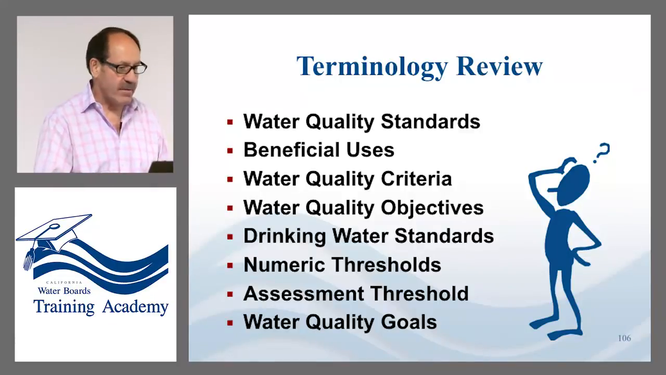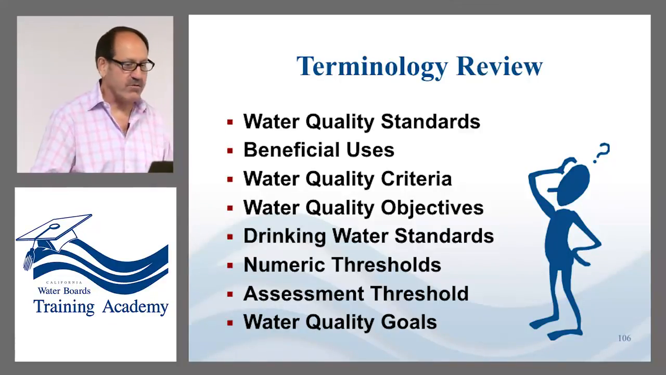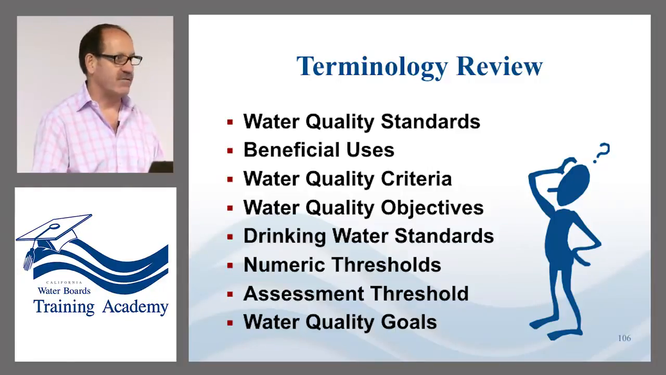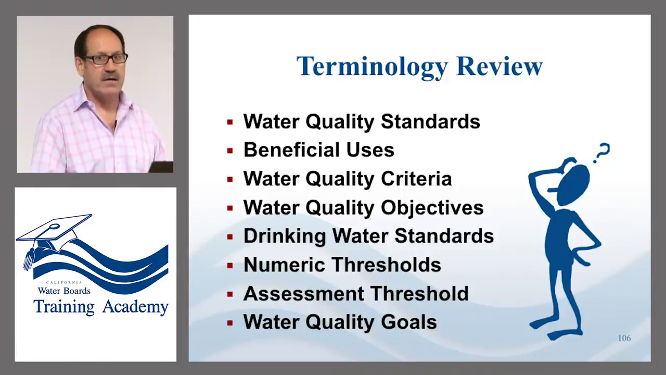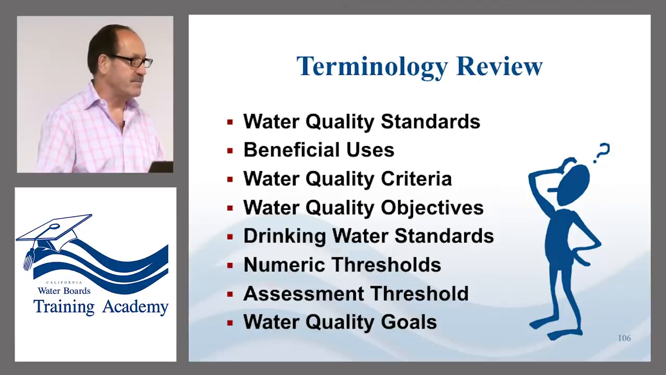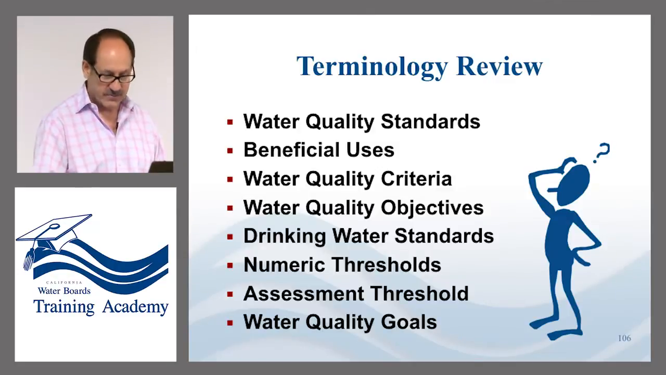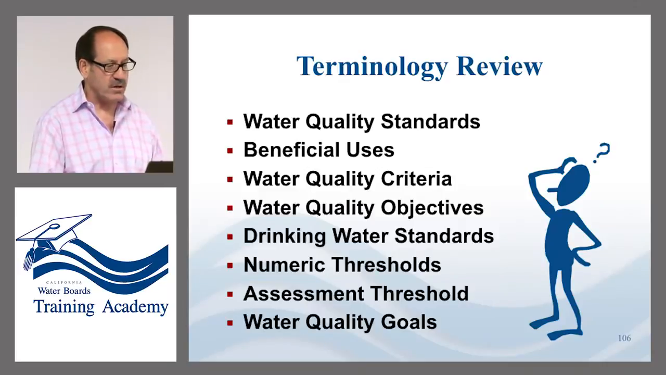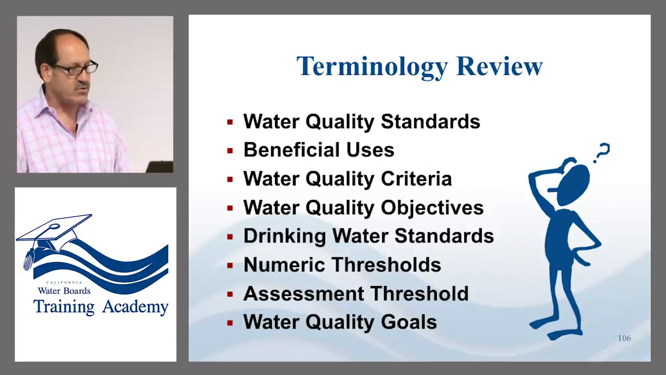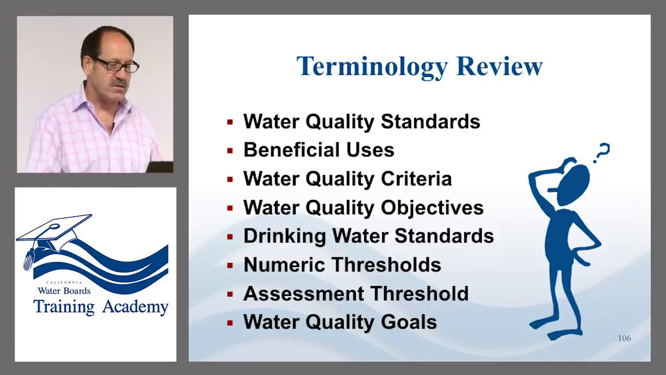So I thought after lunch we would start with reviewing terminology. There's a lot of different terms that I've used this morning. Some of them may not be very clear in your head, and so I'm hoping that through this little exercise they will get clarified. And if they don't, please ask. So we have water quality standards, beneficial uses, water quality criteria, water quality objectives, drinking water standards, numeric thresholds, assessment thresholds, and water quality goals. So I'm going to go through each of these and clarify what they mean for you.